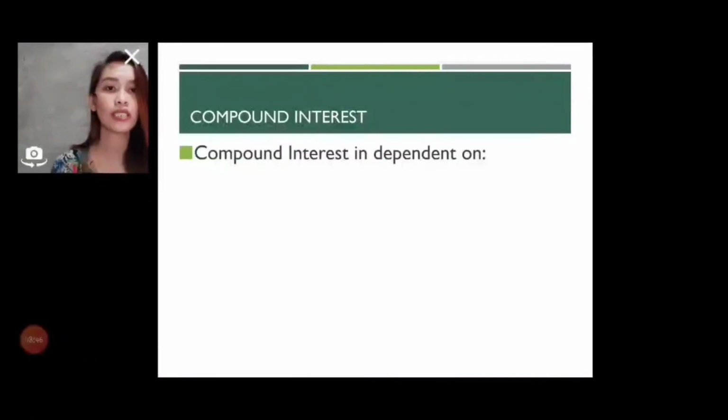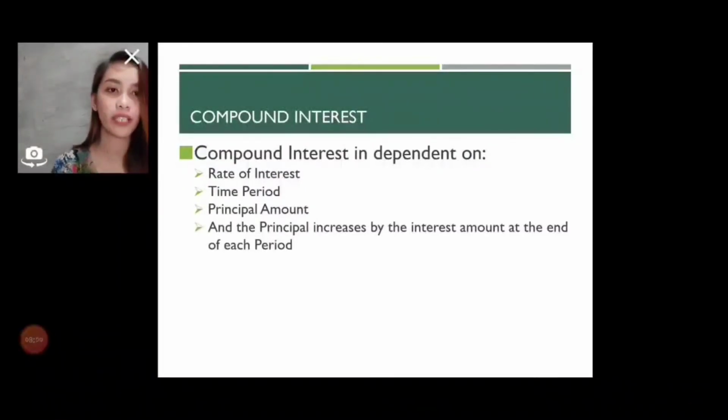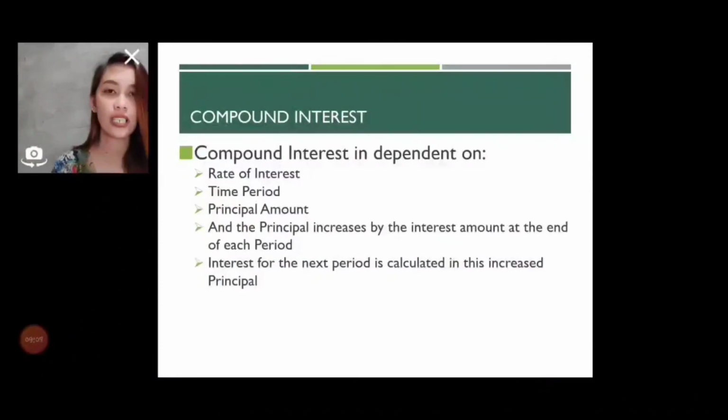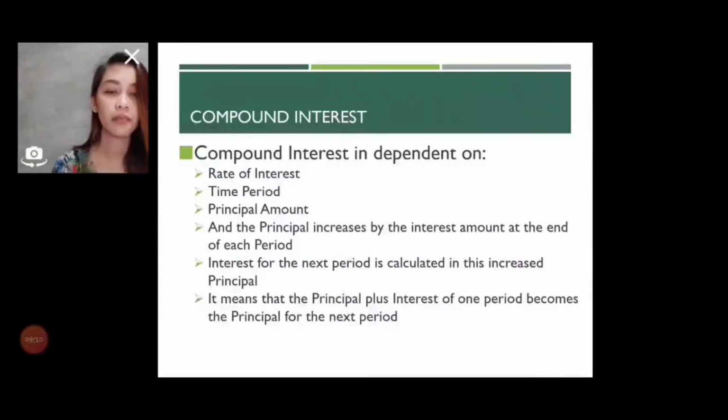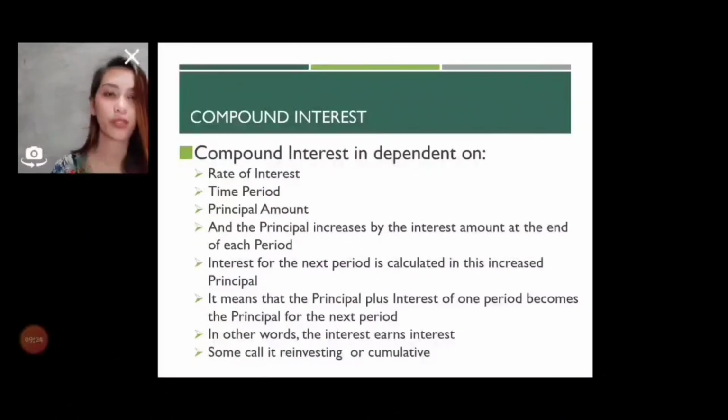Compound interest is dependent on the rate of interest, the percent, the time period, either days, months, or years, and the principal amount, the amount that you borrowed. The principal increases by the interest amount at the end of each period. Interest for the next period is calculated on this increased principal. It means that the principal plus interest of one period becomes the principal for the next period.